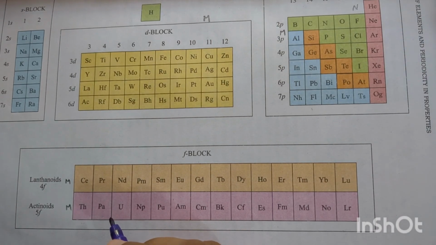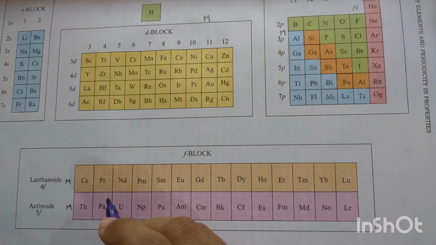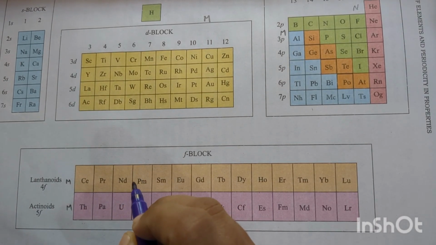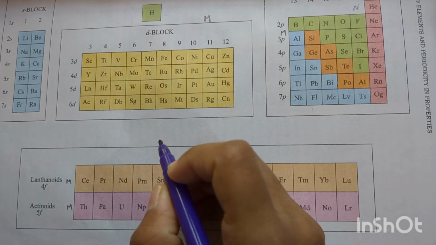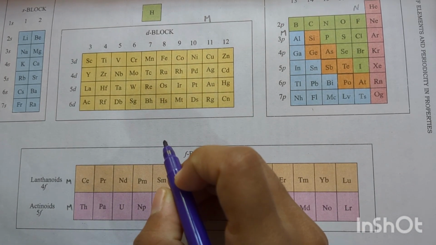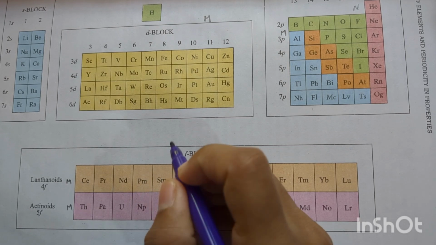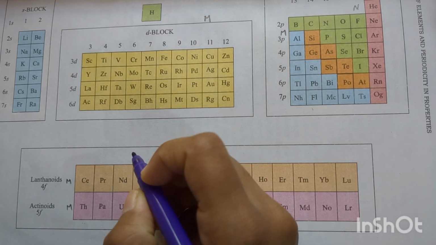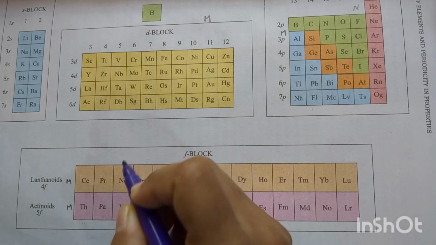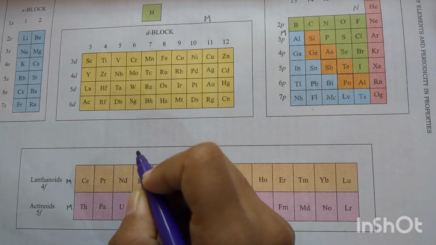Hello everyone. In this video, we are going to discuss the blocks in the modern periodic table from Chapter 3, Classification of Elements and Periodicity in Properties, Class 11 Chemistry. We will be discussing the f-block elements, or inner transition elements, in this video. We have already discussed the s, p and d block elements in our previous videos, which are available in the playlist.